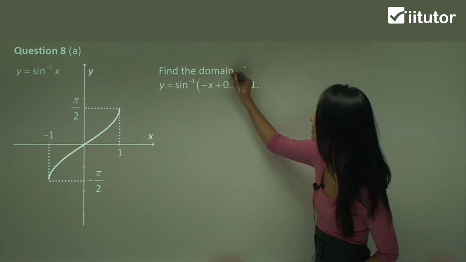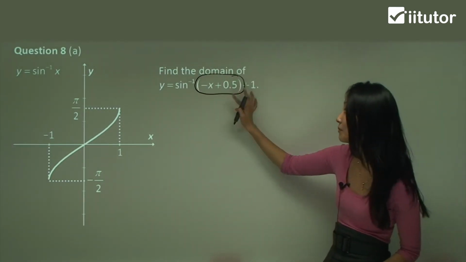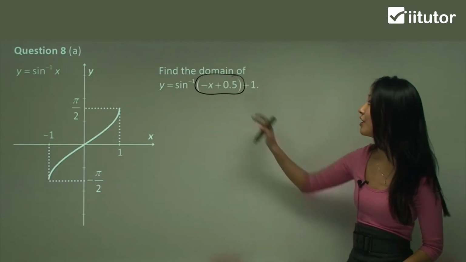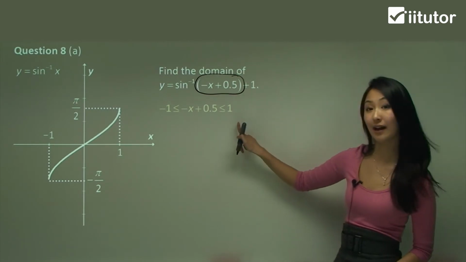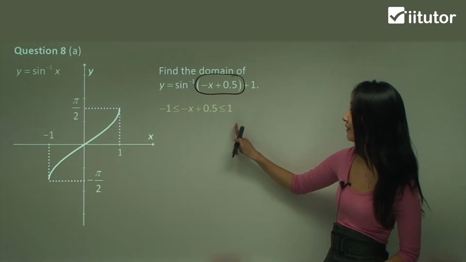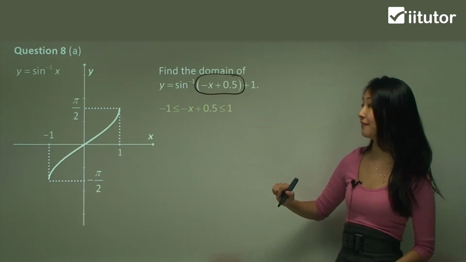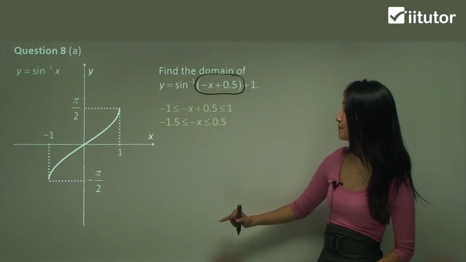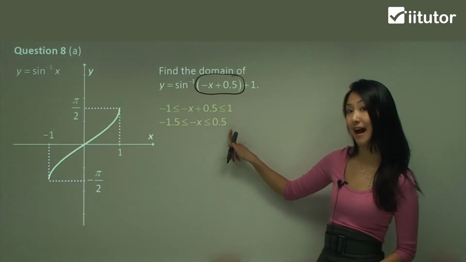That's right, it's going to be this portion over here, isn't it? Because that's the input for the inverse sine. So that must be between -1 and 1. Okay, so here we just want to subtract 0.5 from both sides. So it's going to be between -1.5 and 0.5 here.